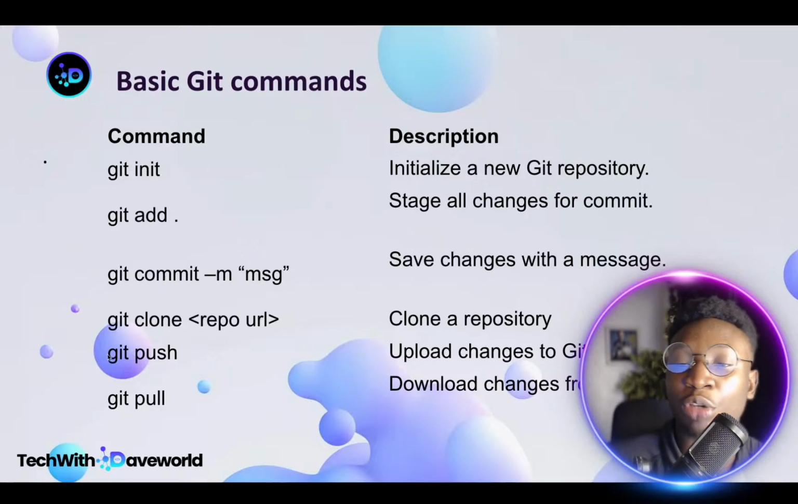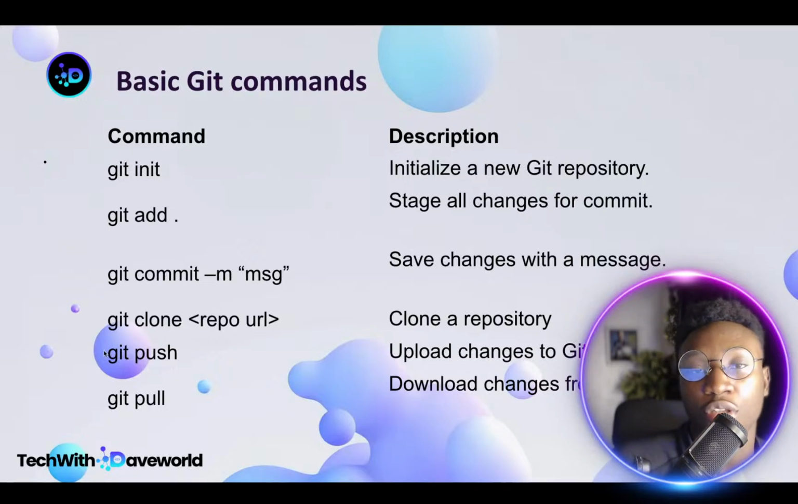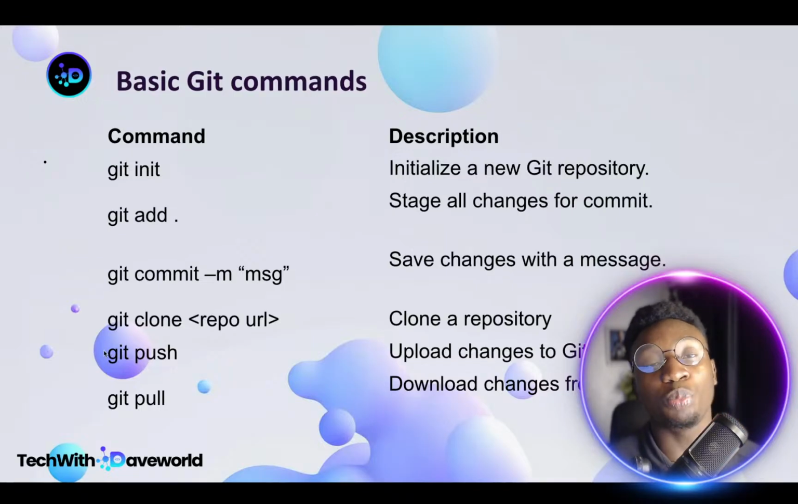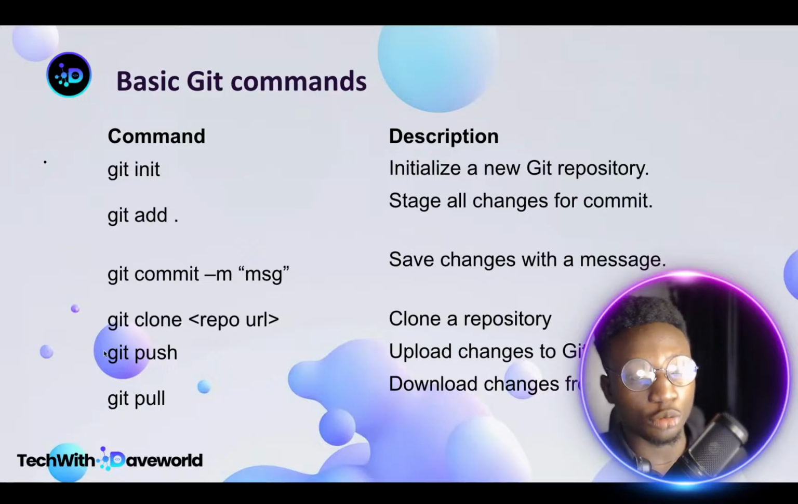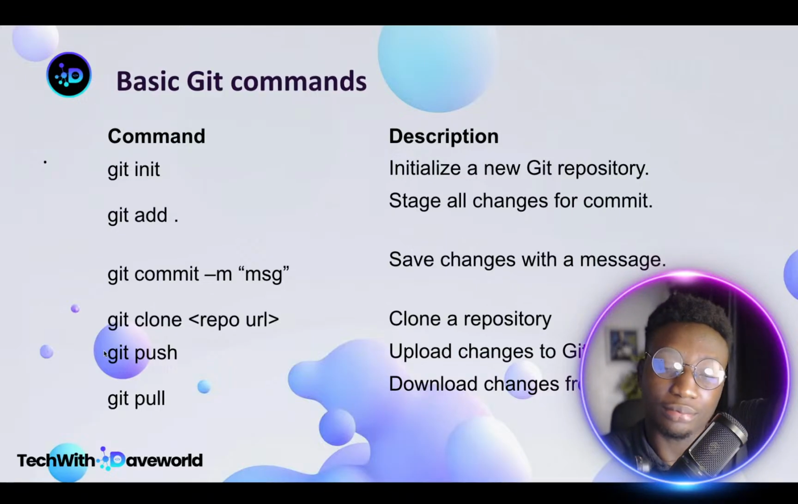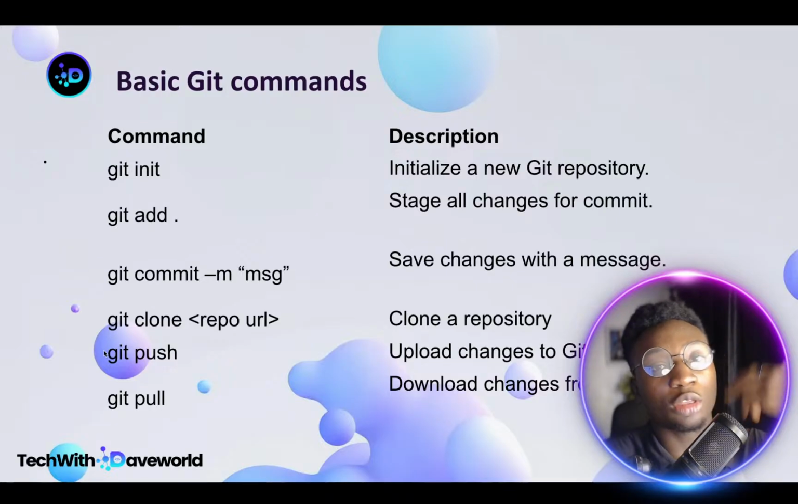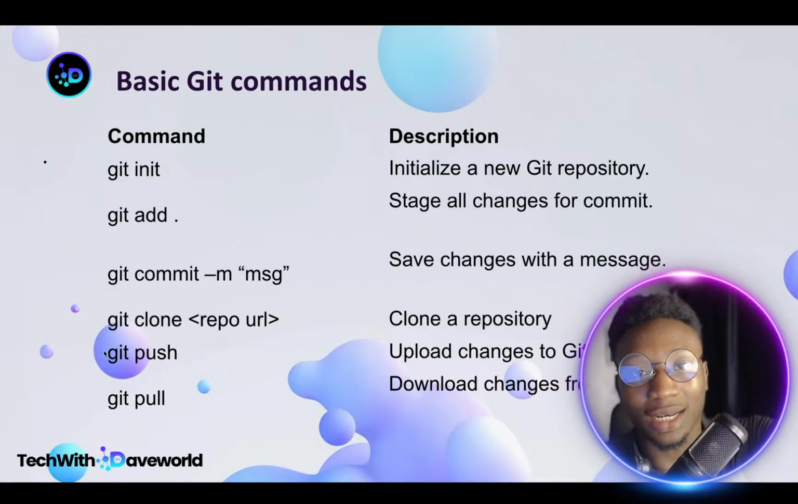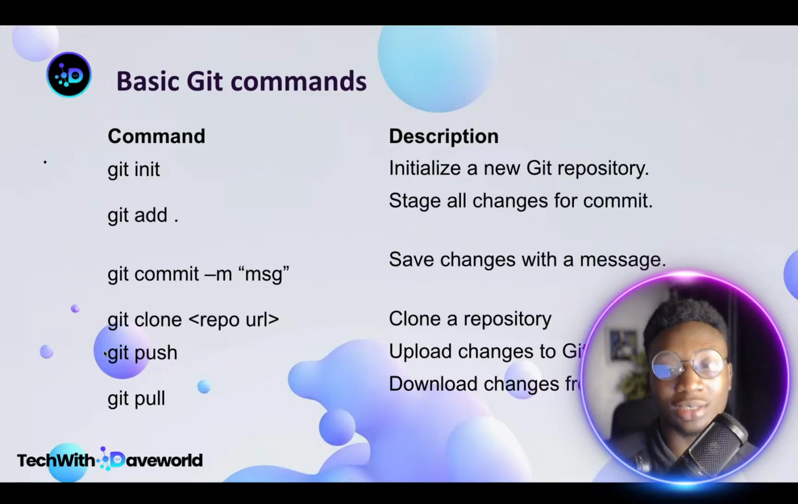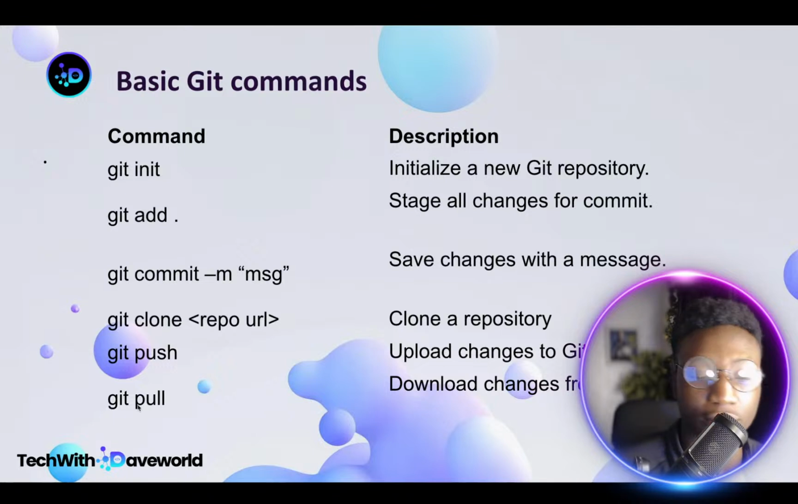So now we also have git push, and basically what git push does is it goes ahead to push your file from your local base to GitHub. Don't forget, Git controls your files locally while GitHub controls your files in the cloud. So that's what git push means. Now, we also have git pull.